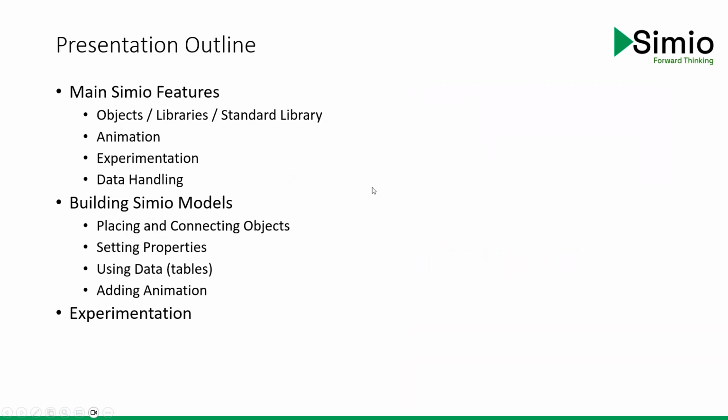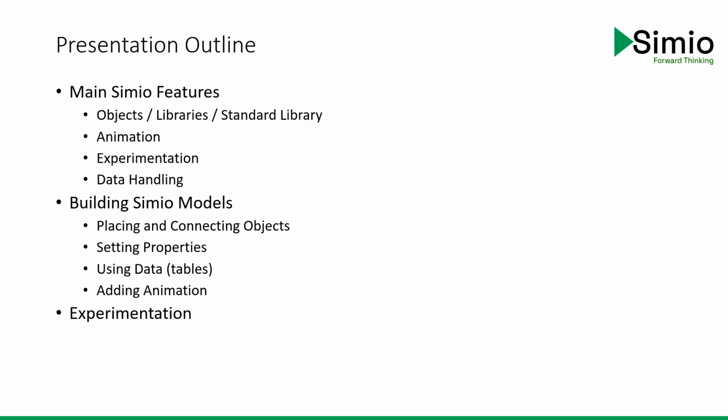We're going to spend the vast majority of time here inside Simio, but I want to talk for just a second about the outline and what we're going to do. We're going to talk about some of Simio's main features, particular objects, libraries, and the standard library in particular. We'll dip our toes into animation, a little bit of experimentation and data handling, some of the fundamental constructs of Simio.